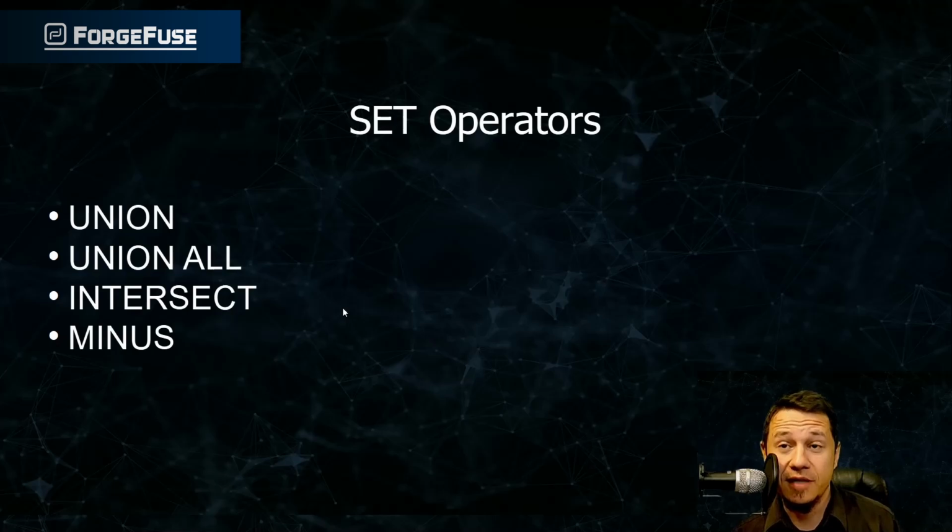The union set operator combines queries and returns all of the distinct rows to us. The union all returns all of the rows, including the duplicate ones. The intersect set operator returns only those that are present in both queries, and the minus set operator deducts matched results from our first query.